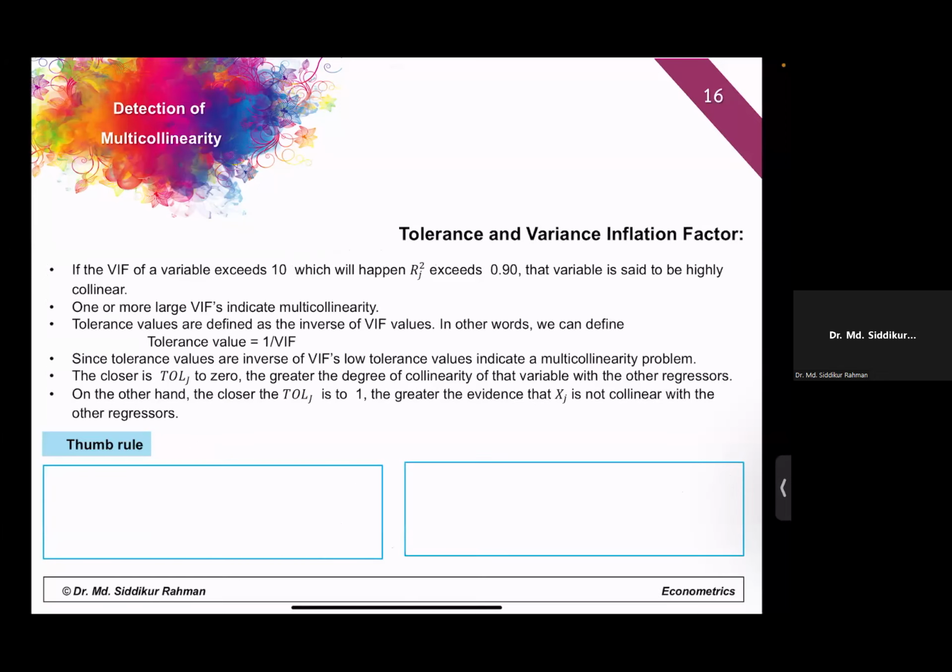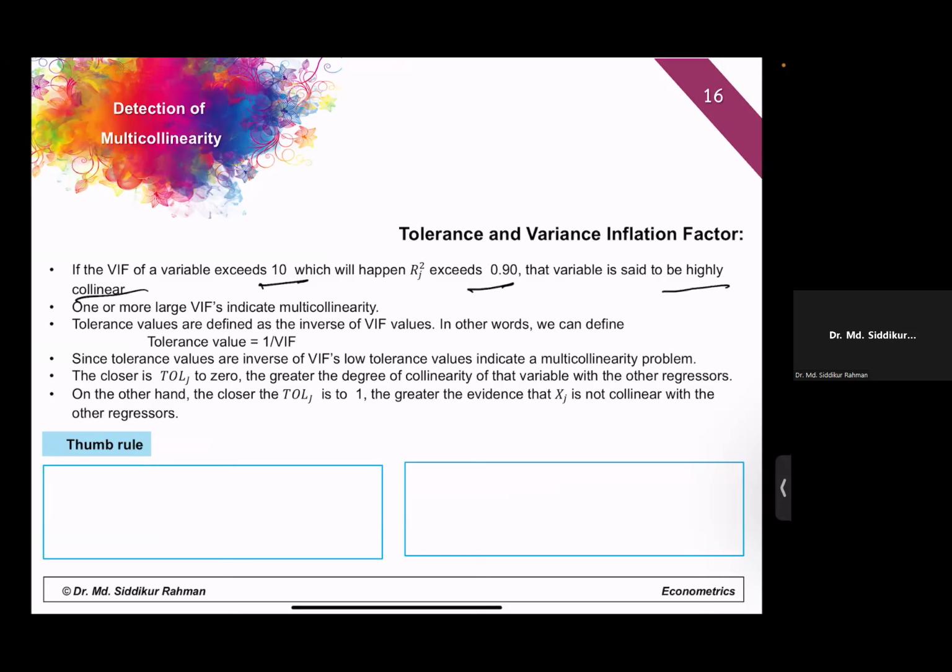Good. So another one is the tolerance and variance inflation factor. What is the rule of thumb here? If the variance inflation factor exceeds 10, then the R square also exceeds 0.9. It's not really a correlation, but if you find the variance inflation factor, you can also check the R square. Normally the R square is also higher there, like 0.9. Then the variable is said to be highly collinear.